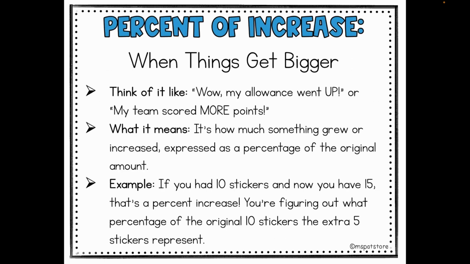In this video, I'm going to introduce you to the three types of percents. The first one is percent of increase. That is basically when things get bigger. So I would like you to think of it like, wow, my allowance went up, or my team scored more points. Basically, what that means is how much something grew or increased, expressed as a percentage of the original amount.